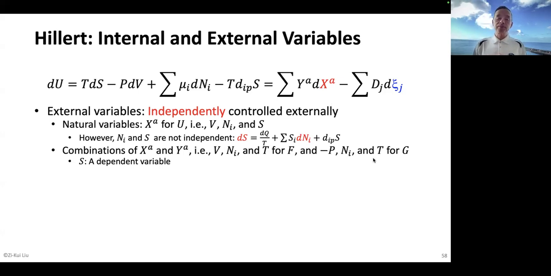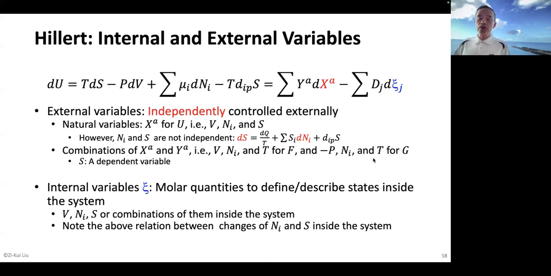Now, these are very important for the Helmholtz energy and Gibbs energy. Now, temperature becomes the natural variable, so entropy becomes a dependent variable. Okay, so it's not independent anymore. So that actually simplifies the discussion, as we will see later. So the internal variables are the variables inside the system. They are all molar quantities, used to define or describe the states inside the system.